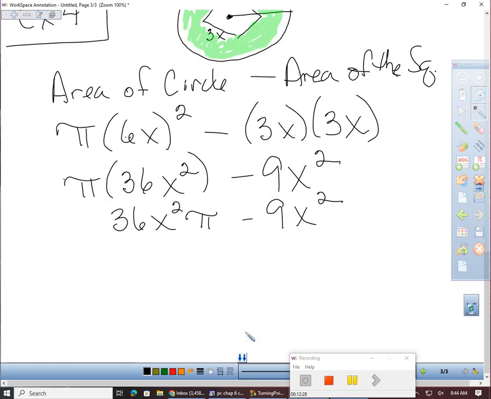Now, what can I undistribute out of both of those terms? What's the biggest number I can take out? 9. Very good. I can take out a 9. What is the most x's I can take out? 2. Good. So you have 9x squared on the outside. If I take a 9 and an x squared out of here, I'm going to be left with 4, and then of course the pi is still left behind. Minus, if I take 9 and x squared out of here, what's that magical number left behind? Perfect.